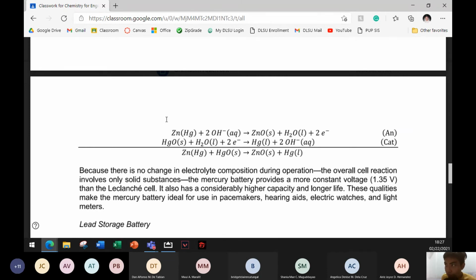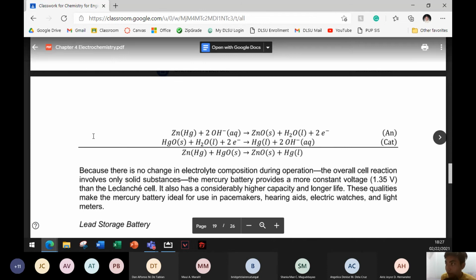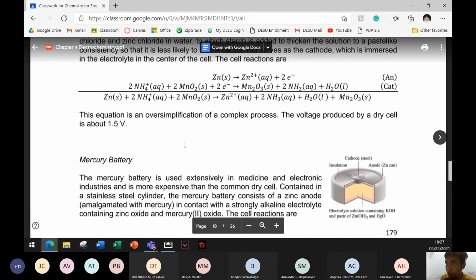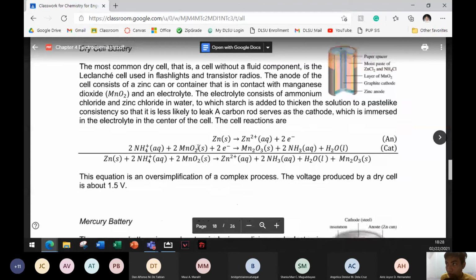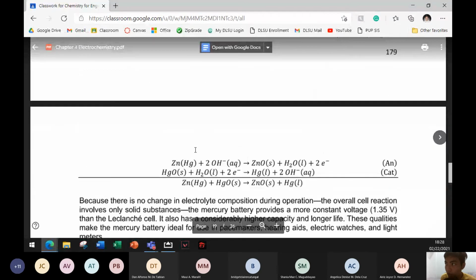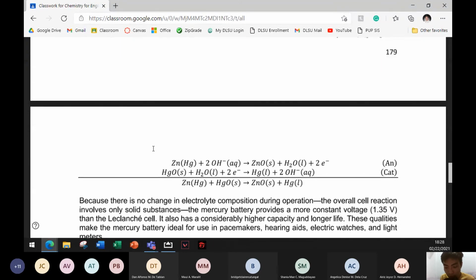Well, and hindi siya masyado exciting kasi maliit lang siya. Okay. So yan. Ang good thing with mercury battery compared to dry cell battery is that ang mercury battery medyo consistent yung production niya ng kuryente, no? So mas consistent yung voltage production niya compared to the dry cell battery, no?